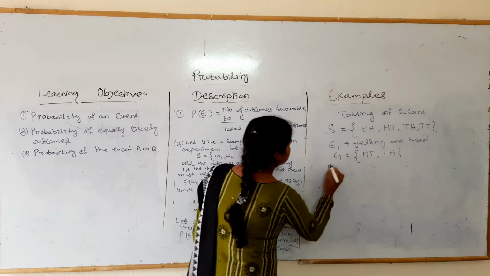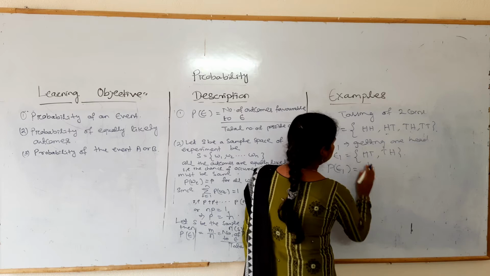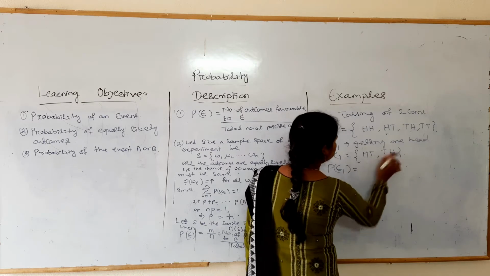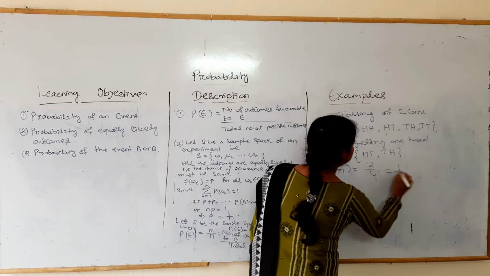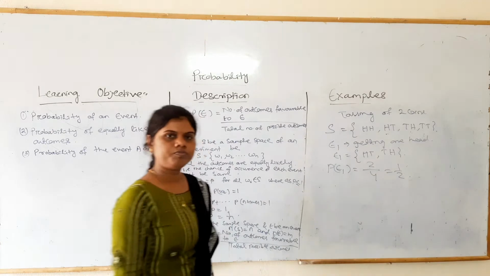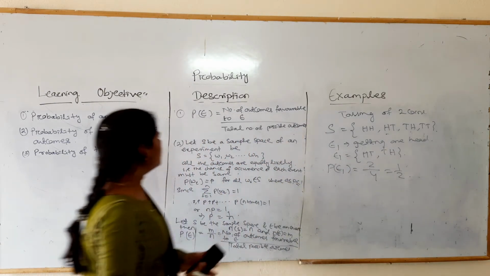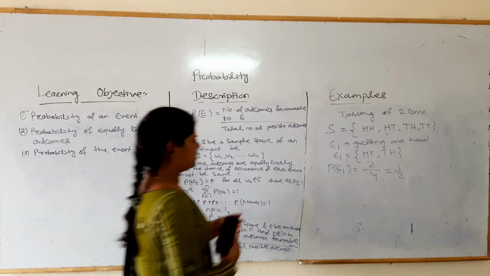So the probability of this E1 is equal to the number of favorable outcomes, which is 2, divided by the total number of outcomes, which is 4, so it is equal to 1 by 2. Okay. Similarly, in this way we can find the probability of an event.